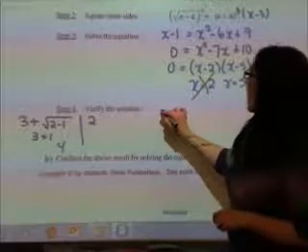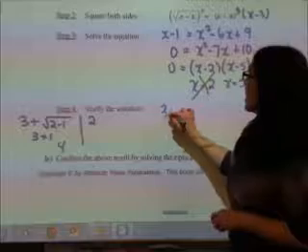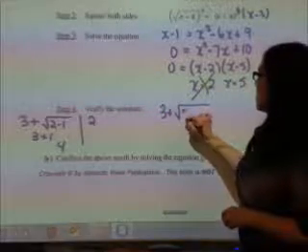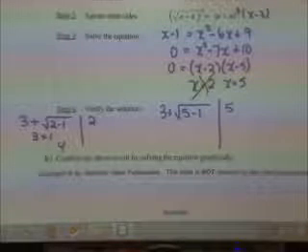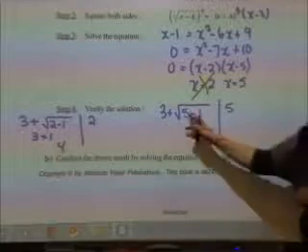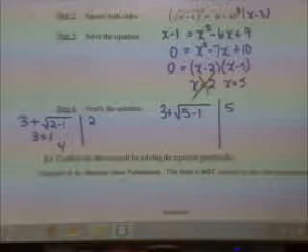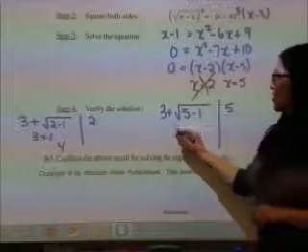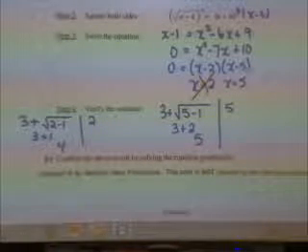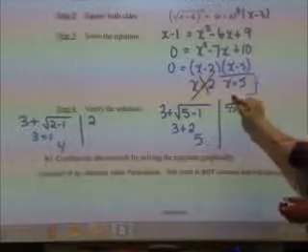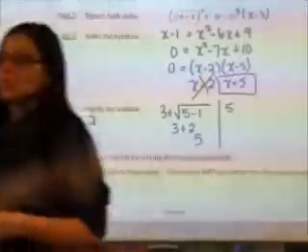And then for the 5, I've got 3 plus the square root of 5 minus 1 is equal to 5. So what's 5 minus 1? 4. And what's the square root of 4? 2. And this one works. So the solution to the radical equation would be only x equals 5.